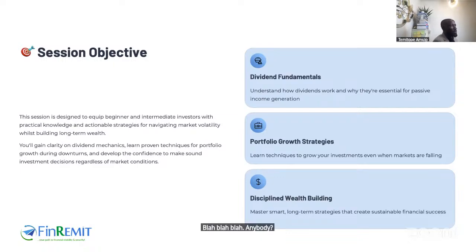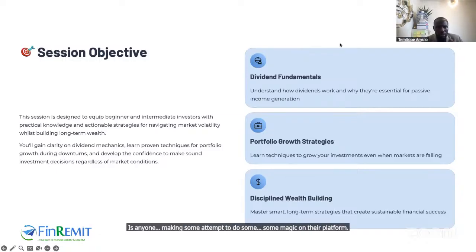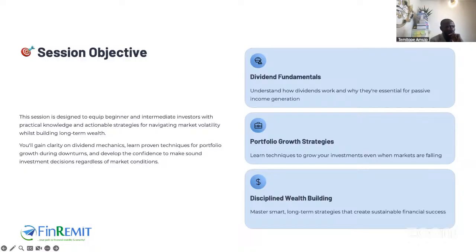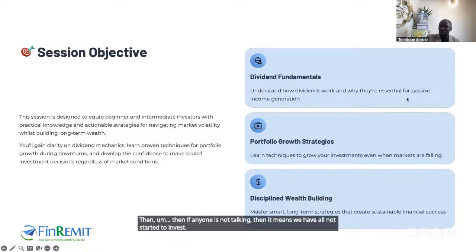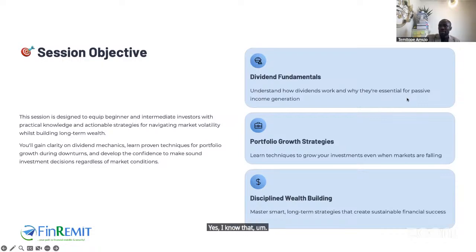Is anyone making some attempt to do some magic on their platform? If anyone is willing to volunteer to speak, then you can unmute yourself. And if no one is talking, then it means we have all not started to invest. Yes, I know that investing is a sacrifice. It involves, how do I put it? It involves setting aside extra capital.